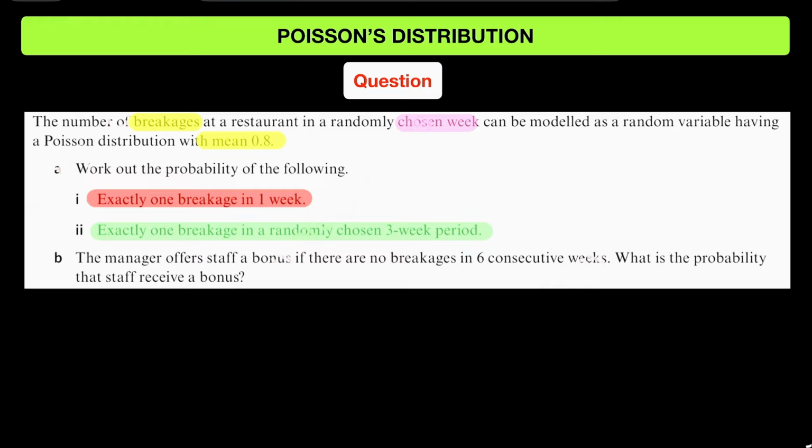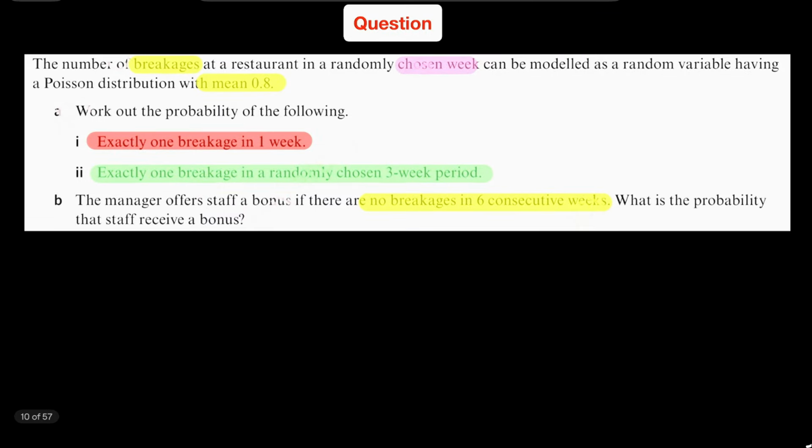And the third question becomes equally interesting. In part B, he says the manager offers the staff a bonus if there are no breakages in 6 consecutive weeks. What is the probability that the staff receives the bonus? So the staff will receive the bonus if there is no breakage in 6 consecutive weeks. This is a very good question. So let's start solving it.